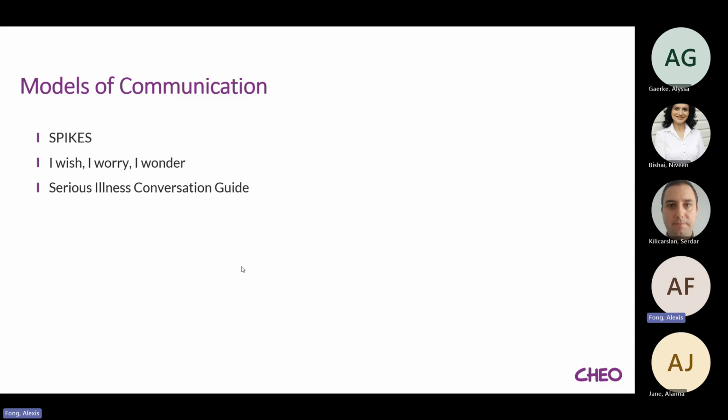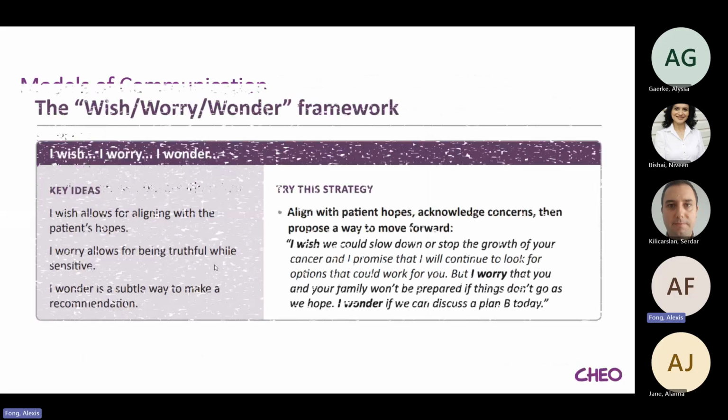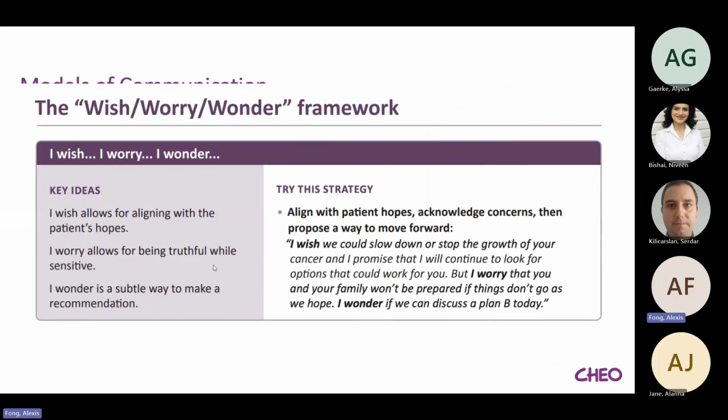Models of communication: you're going to have another lecture at some point through the palliative care team for serious illness conversations, so we won't spend a lot of time on this, but just a quick review of some different models of communication. You have your SPIKES: setting, perception, invitation, knowledge, emotion, summarize. I hope you've all seen this at some point in medical school or heard of it. The I wish, I worry, I wonder framework, which I really like. It's really easy to remember and is really helpful for aligning with patient hope, family hope, acknowledging their concerns, and allows you to propose a way to move forward.